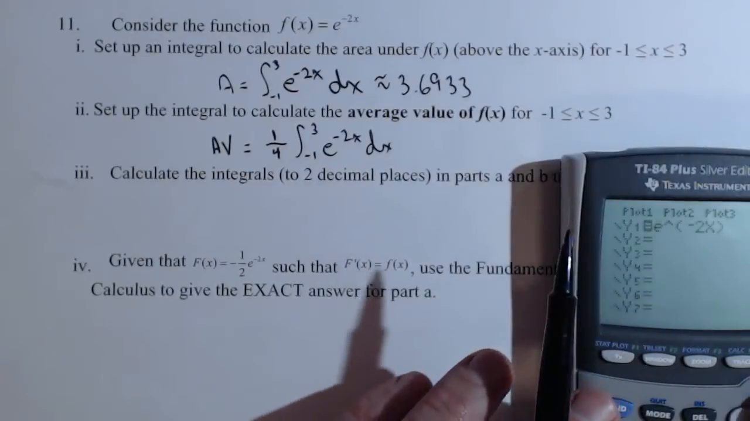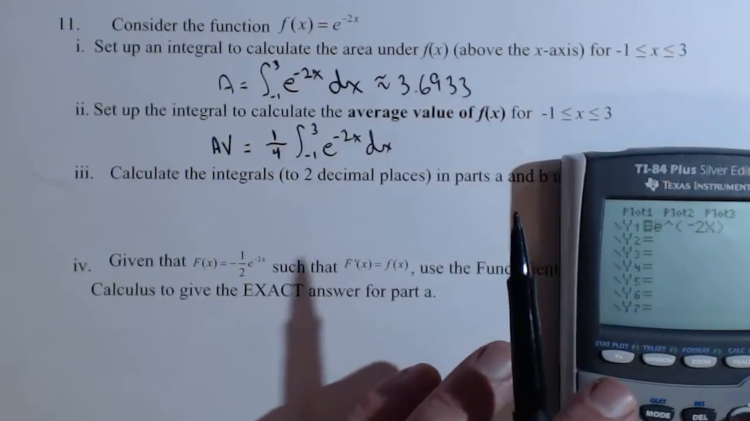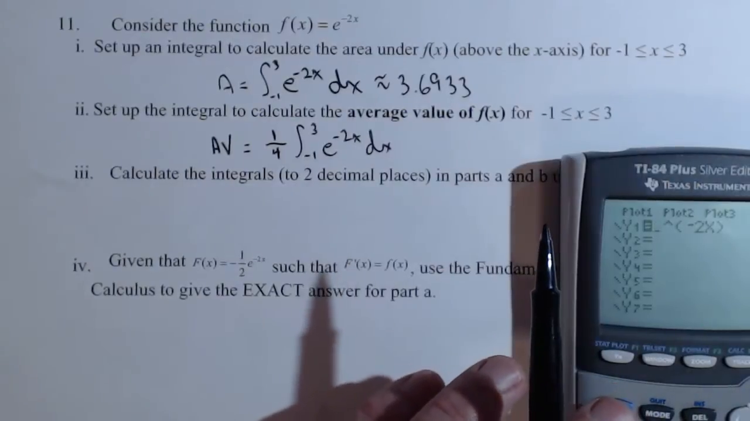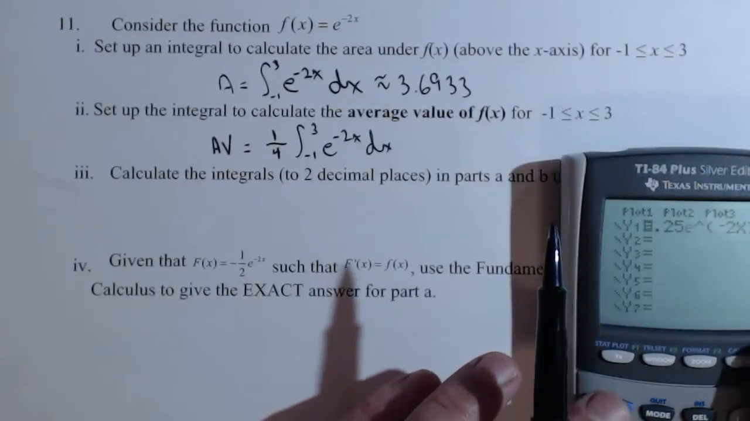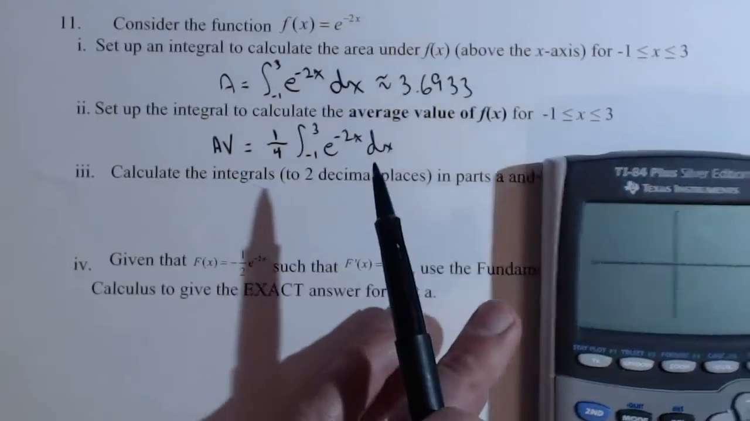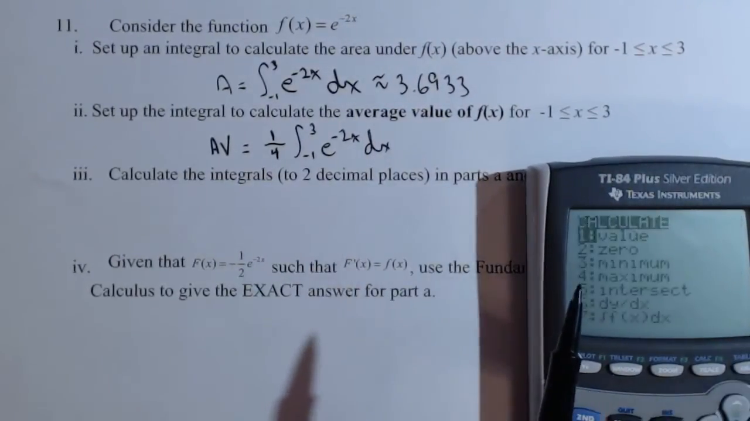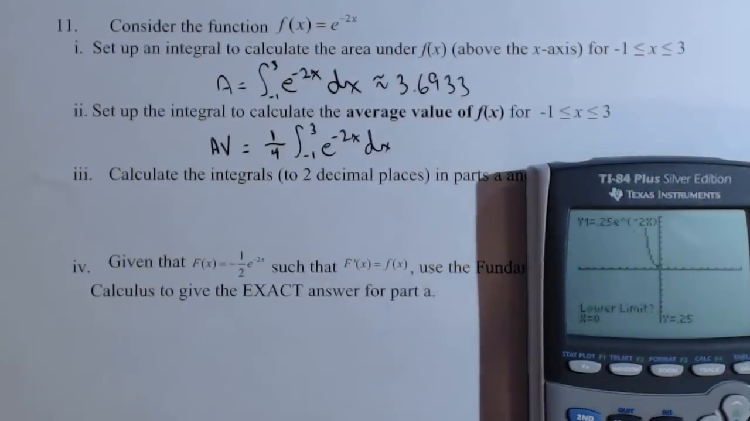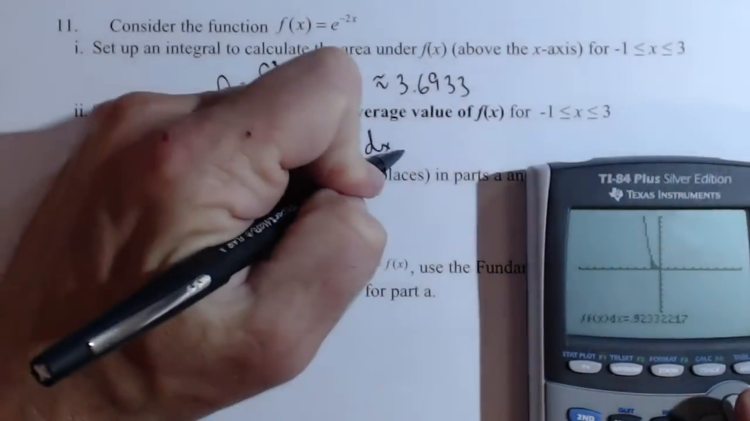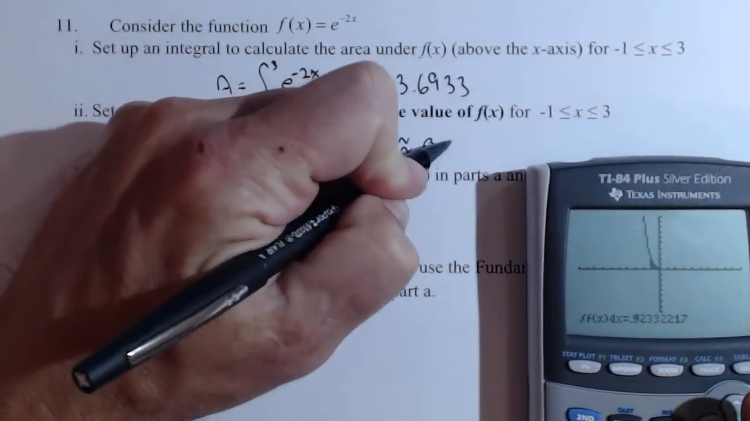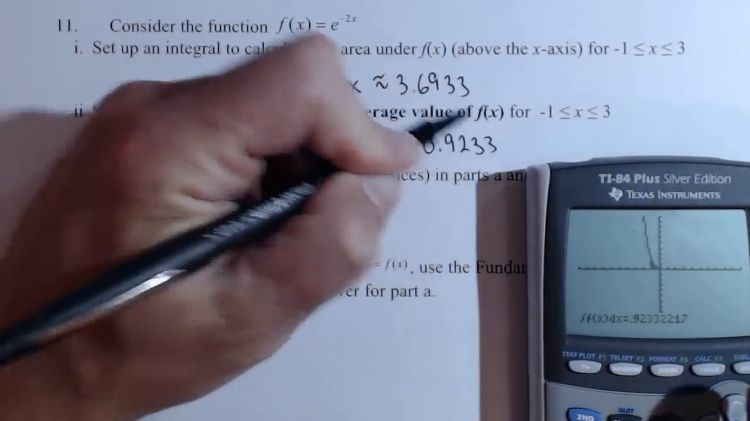Now if we wanted to do the average value, we could take that number and divide it by 4, or if you wanted to do it the same way we just did it, what we could do is multiply that by 1/4, regraph it, and then we'll calculate this guy from negative 1 to 3. And so this one is approximately 0.9233.